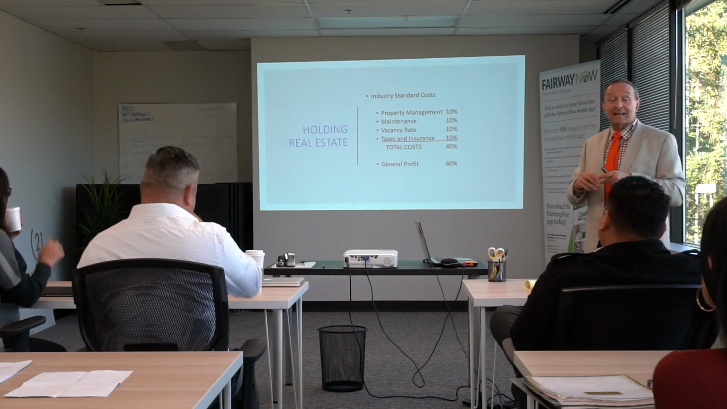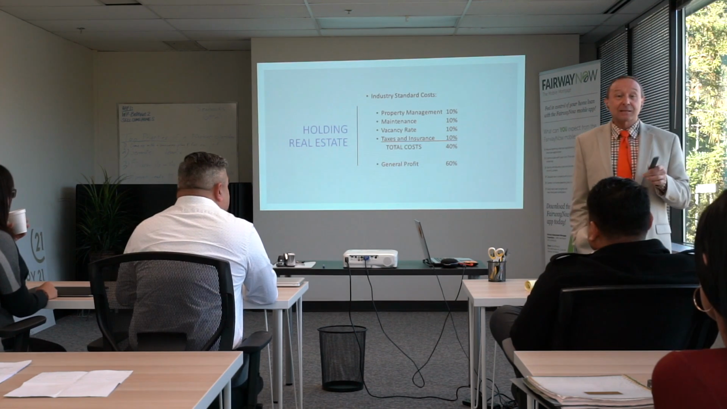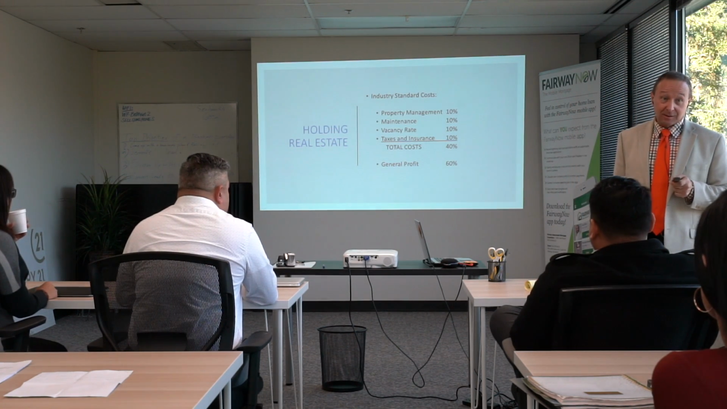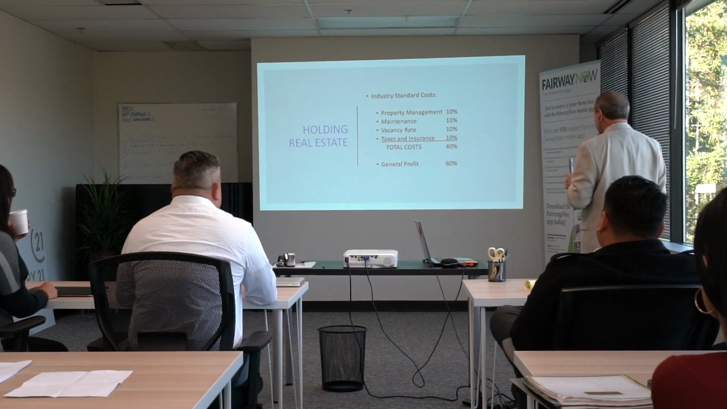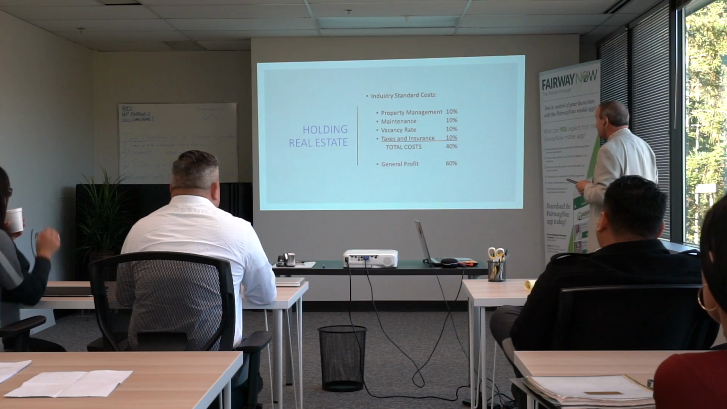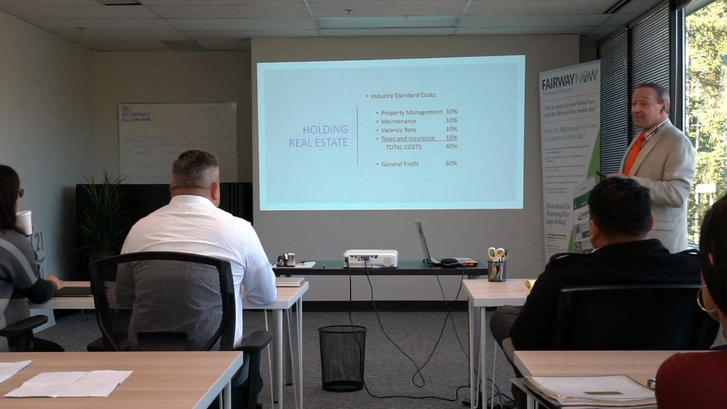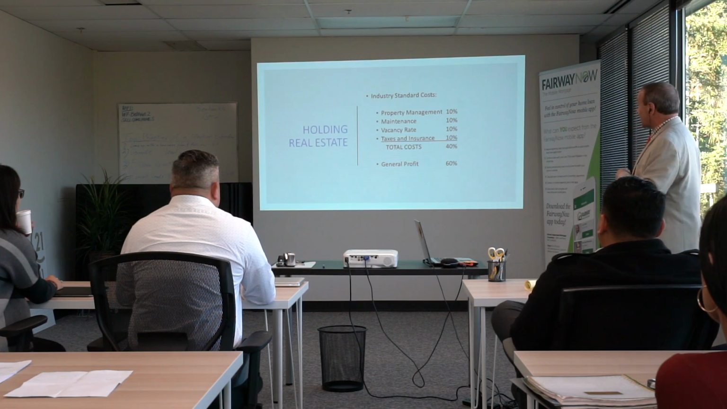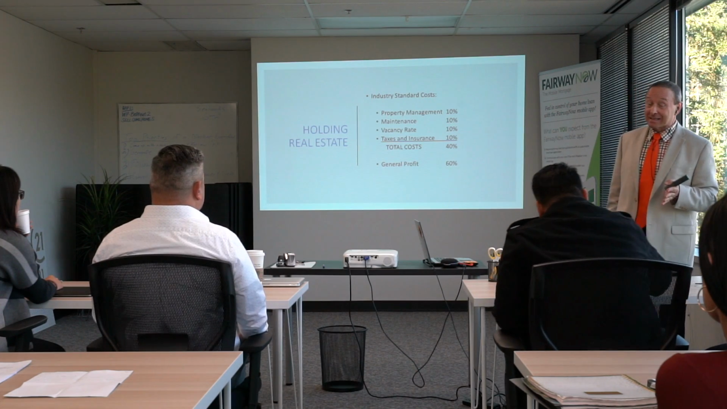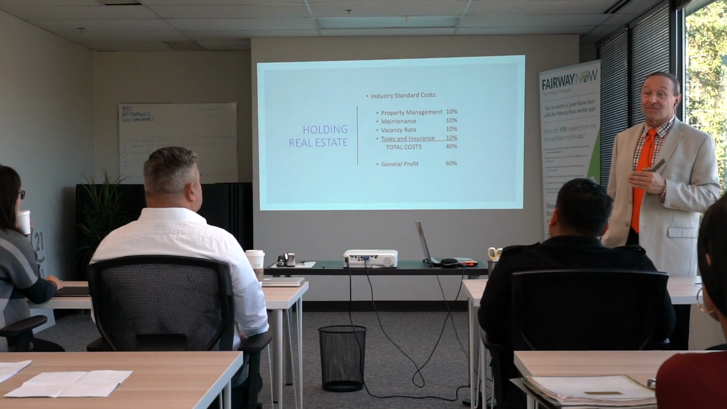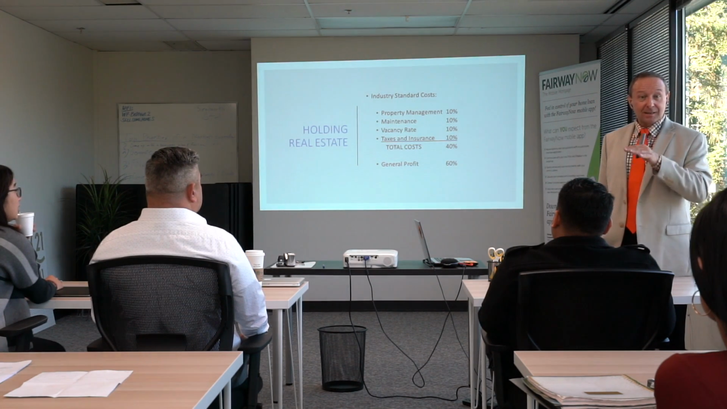Let's talk about analyzing. For apartment complexes, there are some industry averages, okay? The industry averages for apartment complexes are 10% for property management, 10% for maintenance, 10% vacancy rate, and 10% for taxes and insurance. So your total cost annually should not exceed more than 40% of your income. Now, if it does, it means you've got a different apartment complex.